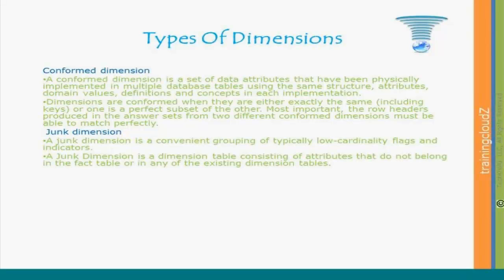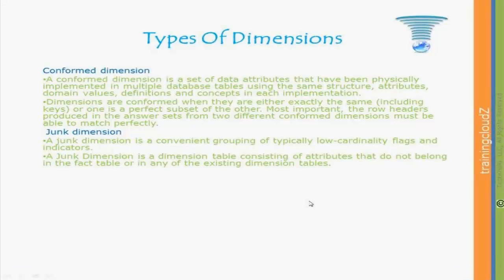So a junk dimension is a dimension table consisting of attributes that do not belong in the fact table or any of the existing dimensional tables. A simple definition is that a junk dimension is not going to be connected to a fact table, guys. That is a junk dimension.